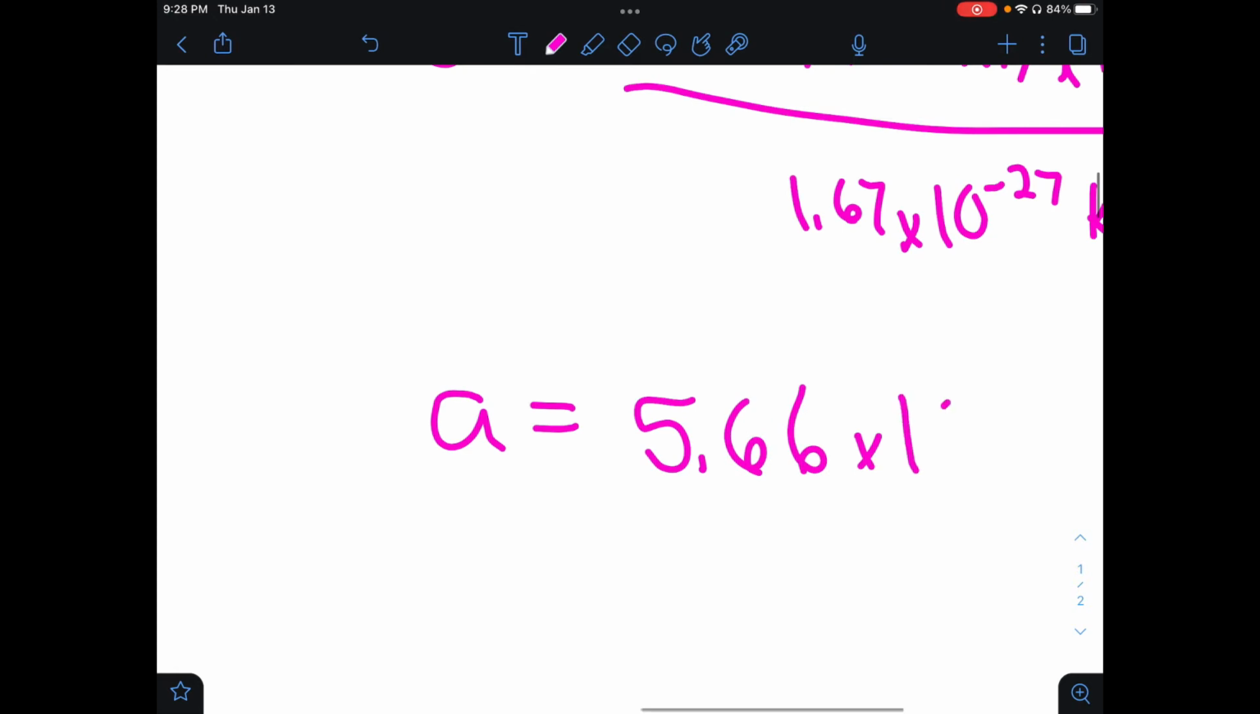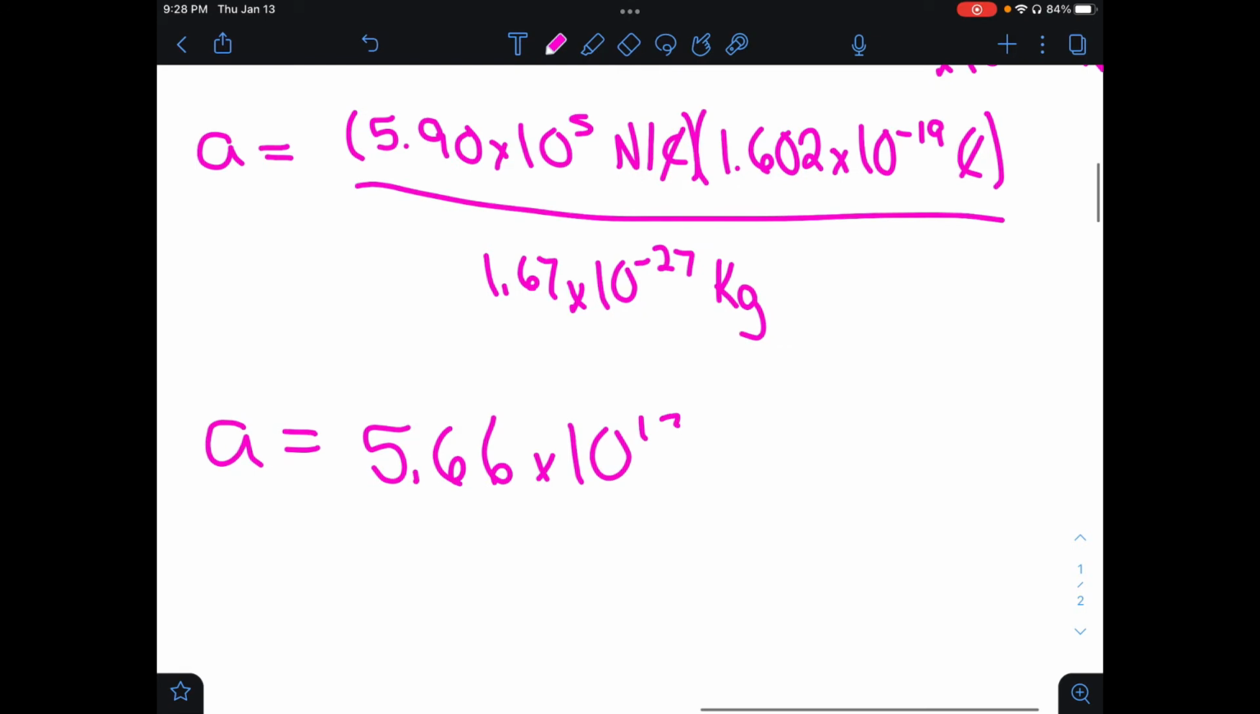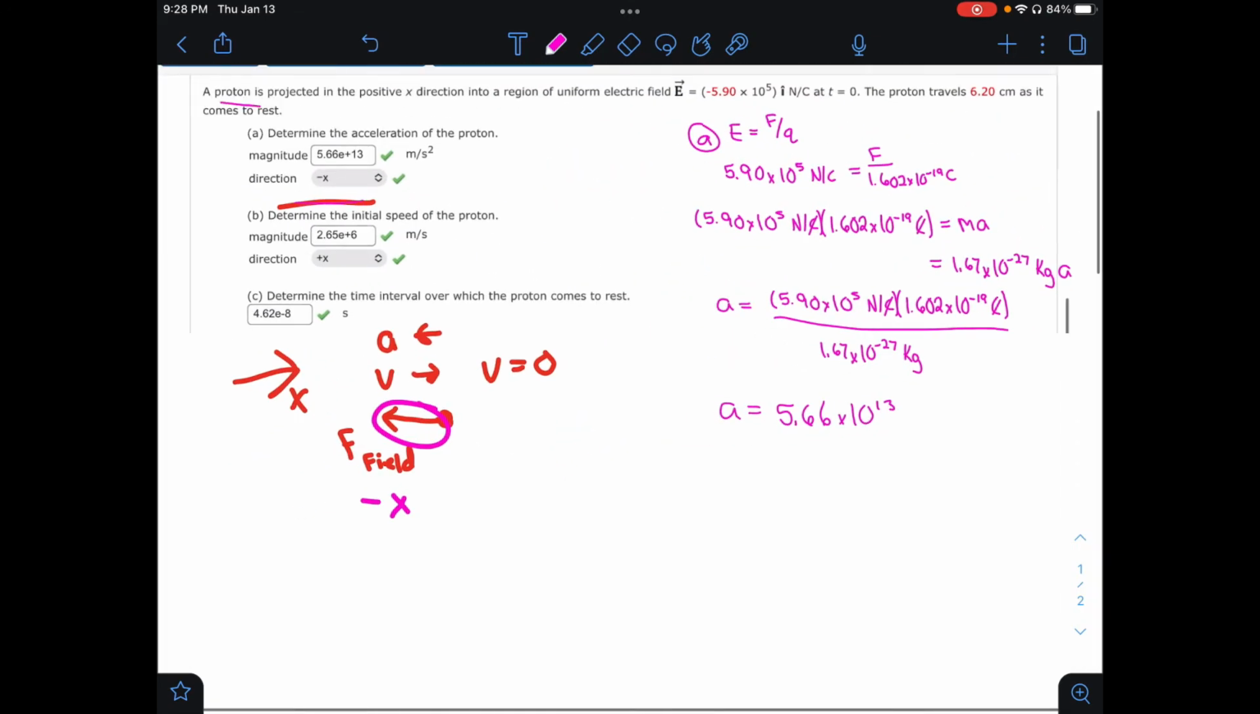5.66 times 10 to the 13th. And again, the reason I did not worry about the signs of the charge is because we already knew the direction. We only need magnetic part B. Determine the initial speed of the proton.